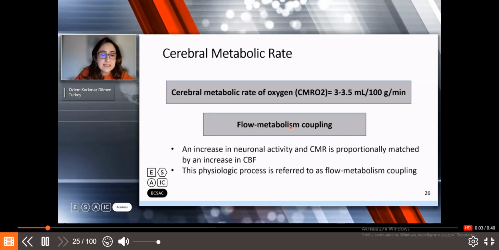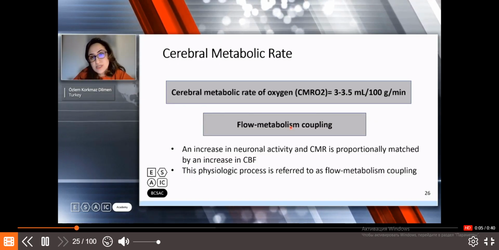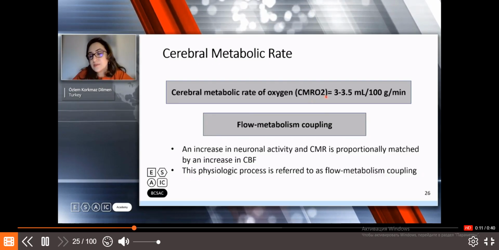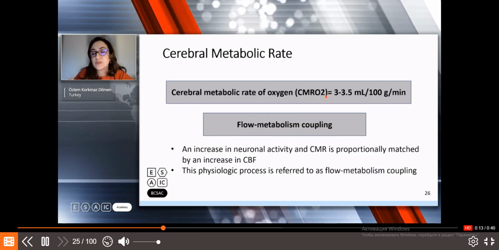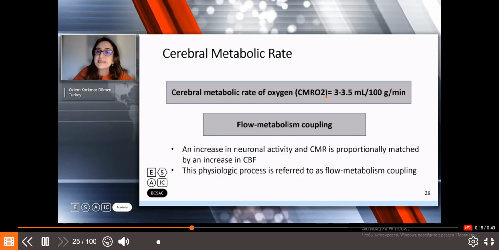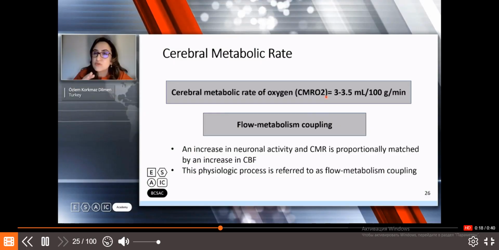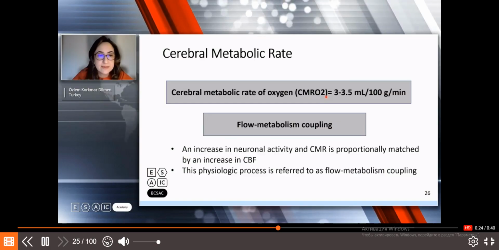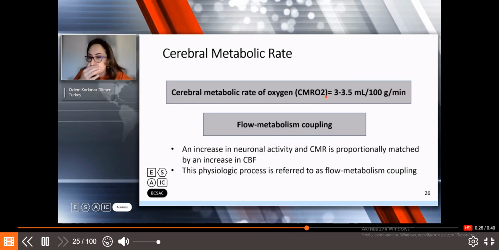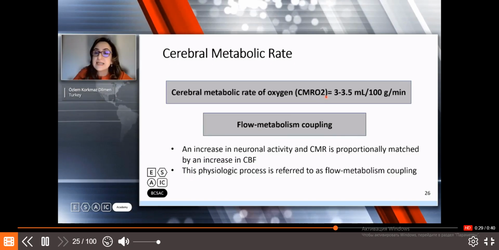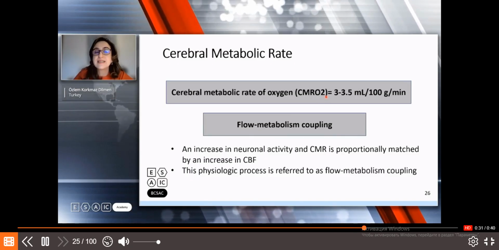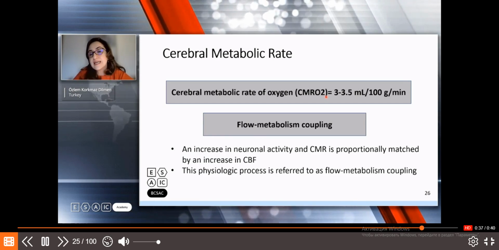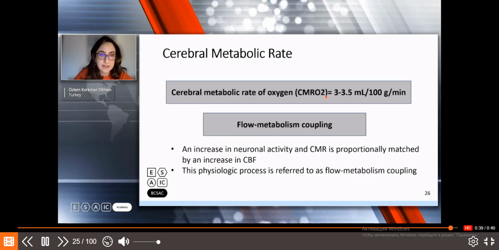Cerebral metabolic rate is calculated by the consumption of oxygen in 1 minute, and the normal value is 3 to 3.5 milliliters per 100 grams of brain tissue per minute for adults. In children it's higher, almost 5 milliliters per 100 grams of brain tissue per minute. An increase in neuronal activity and cerebral metabolic rate is proportionally matched by an increase in cerebral blood flow. This physiologic process is referred to as flow metabolism coupling.